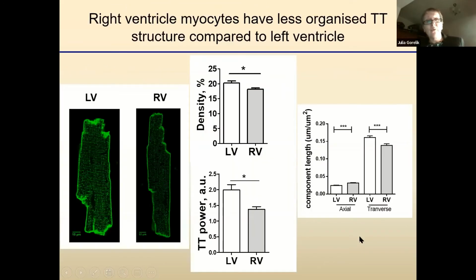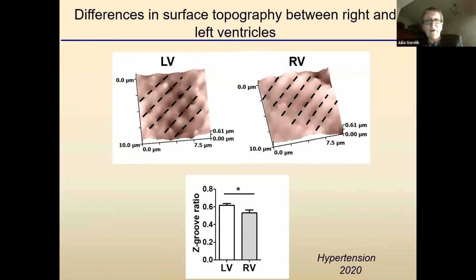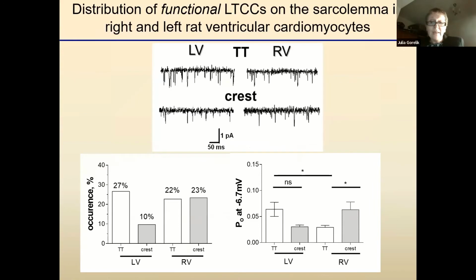In ventricular myocytes, we also checked the left and right ventricular cardiomyocytes, and we found that not only apex and base cells are different, but also left ventricle and right ventricle have a different organization of tubule and density of the tubule. And we also have differences in Z groove ratio. Also we found that compared with left ventricle, in right ventricle we have a lot of channels in the crest, so potentially they behave like failing cells.